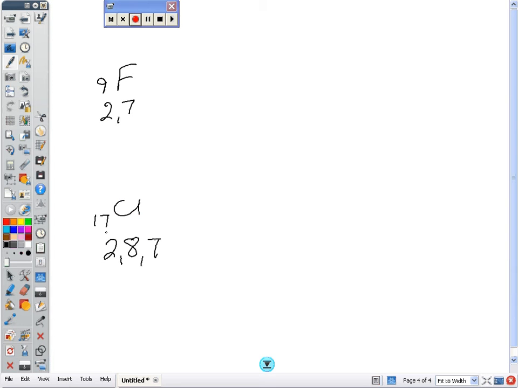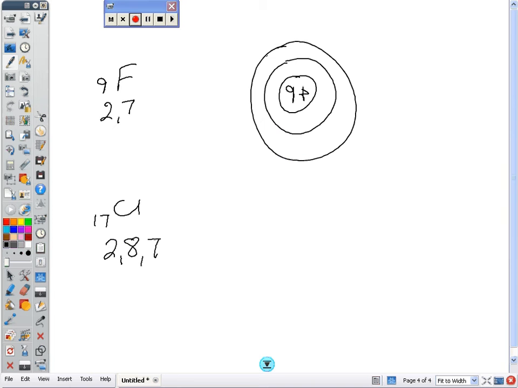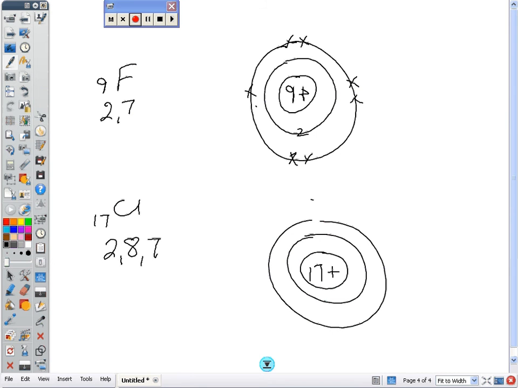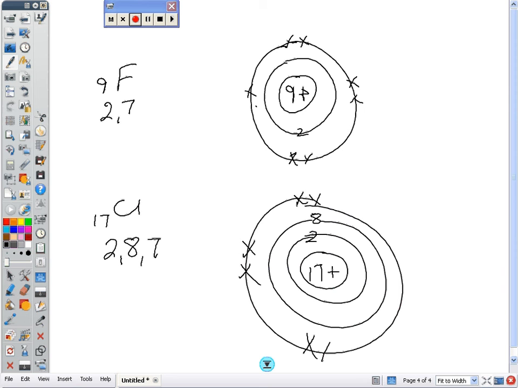So we have 9 protons in the nucleus, and then we have 2, we just write the 2 there, and we have 7. Okay, and with chlorine, we have 17 protons in the nucleus, and this time we have 2, 8, 7. So if we would just simply write 2, 8, 7. Okay, so let's take our electron that these two things are battling over.